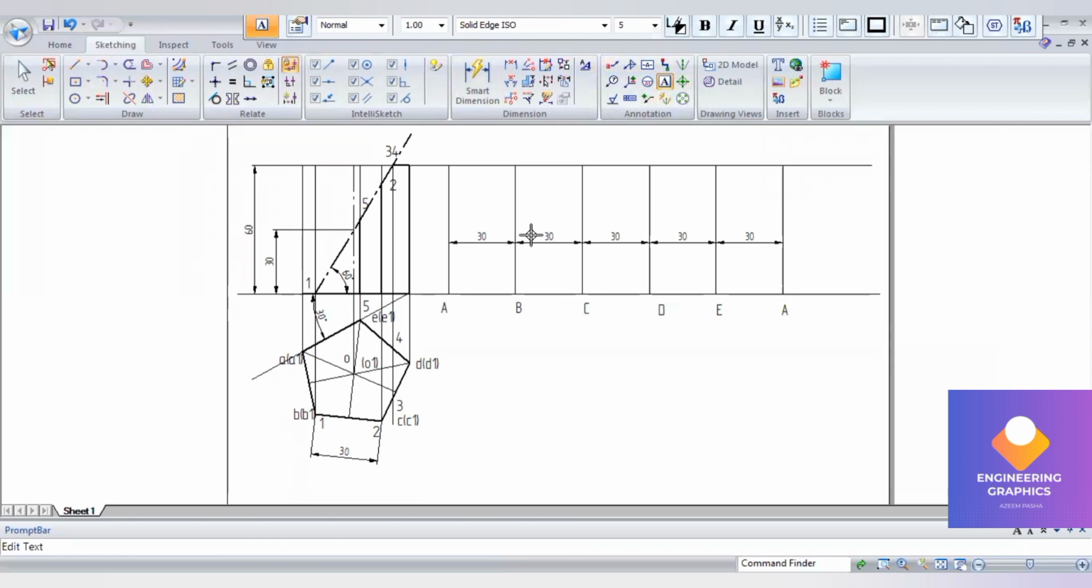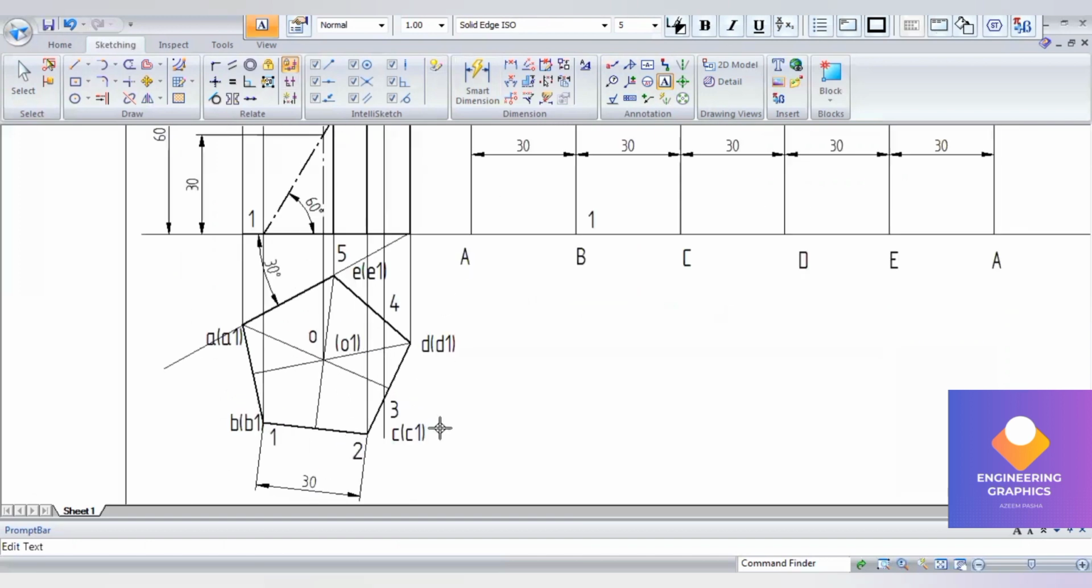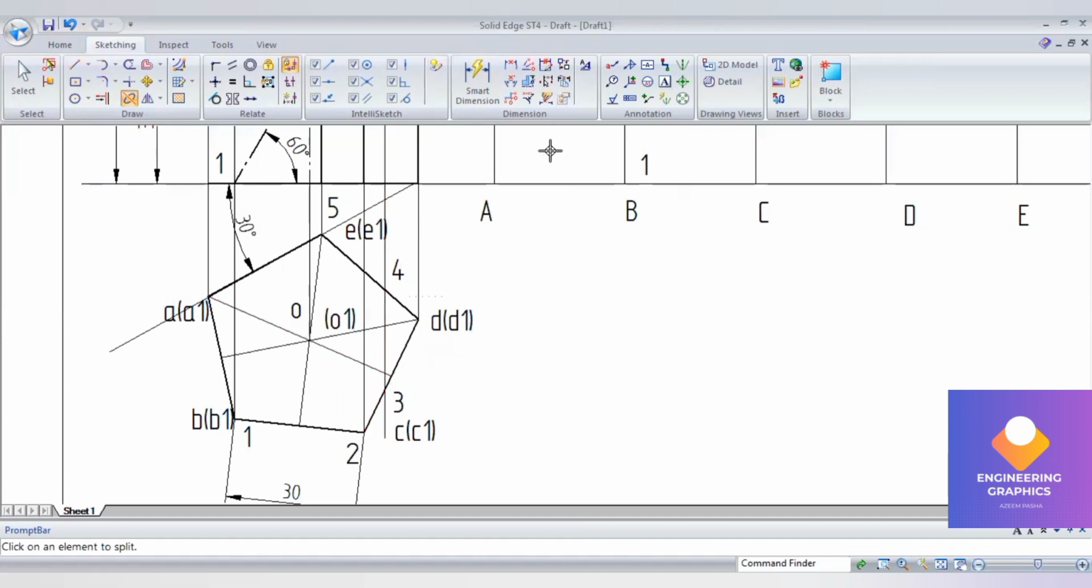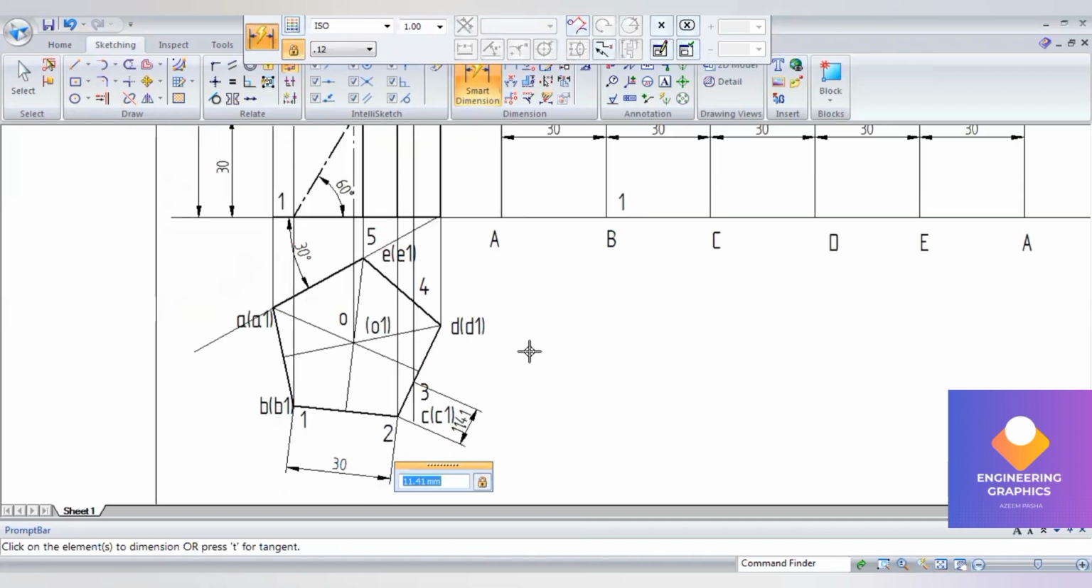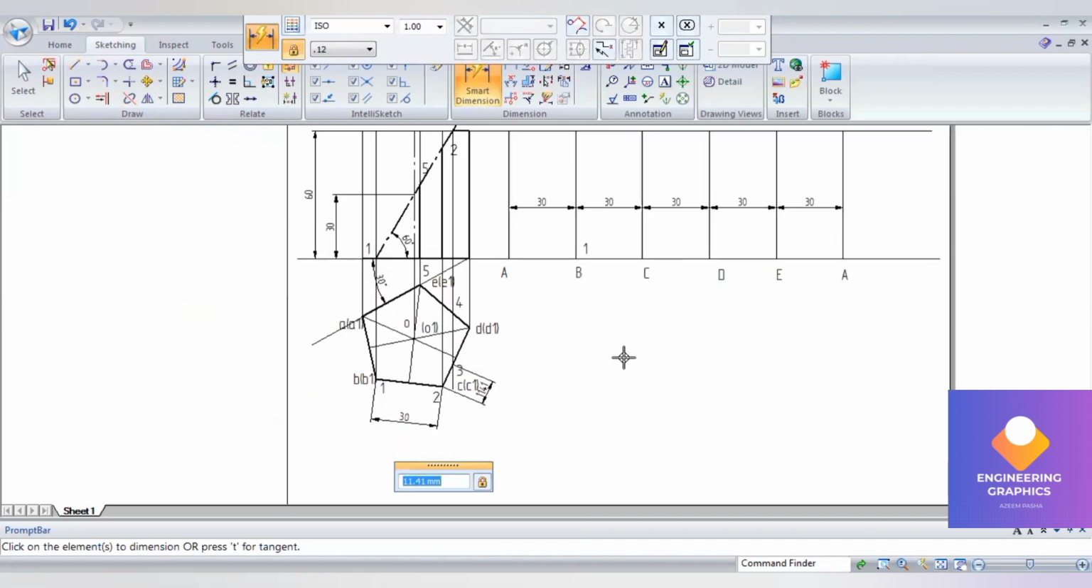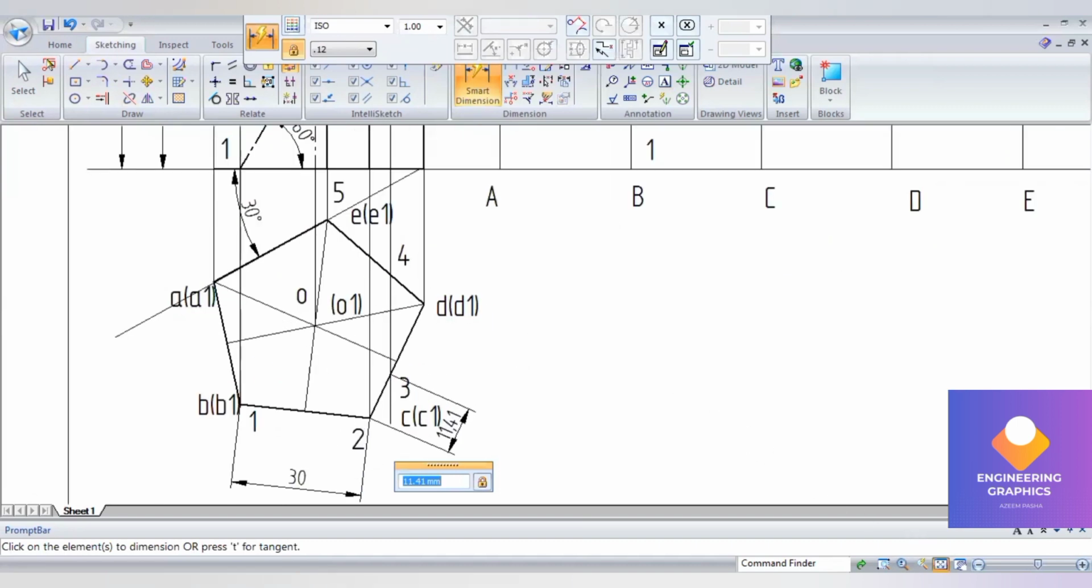Okay, now you can see that 1 is exactly cutting at the vertical edge of B here, so we write 1 here, and 2 is cutting at the vertical edge of CC1, and 4 is cutting in between this C and D. So we have to find this distance using the split command. I am going to find it out. That is 11.41. Okay, 11.41 is the arc point. We have to cut it using the arc by center command.